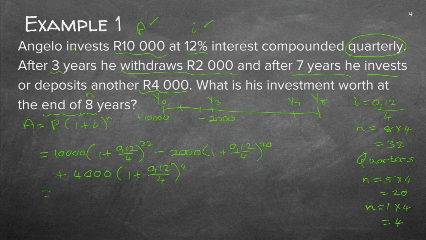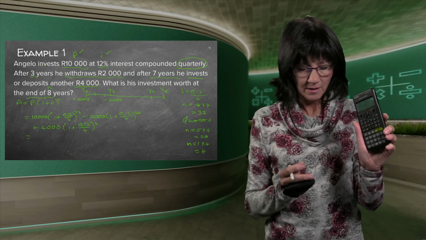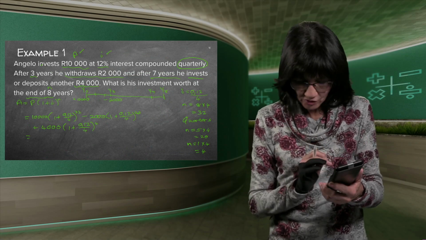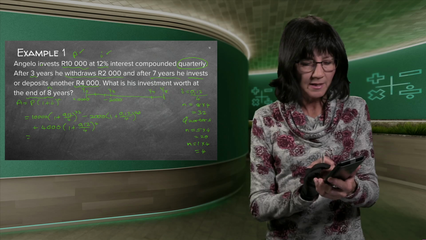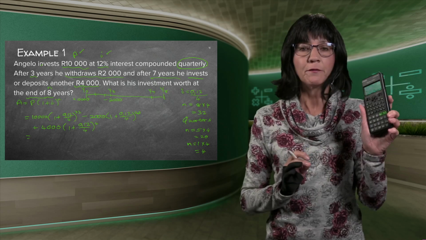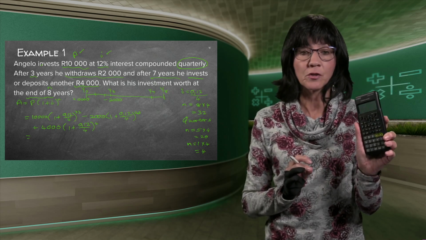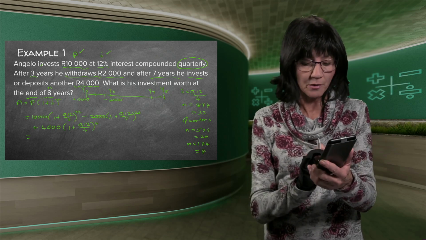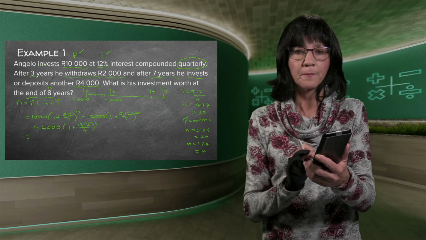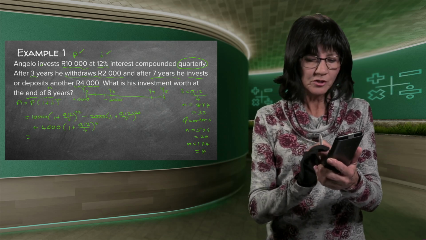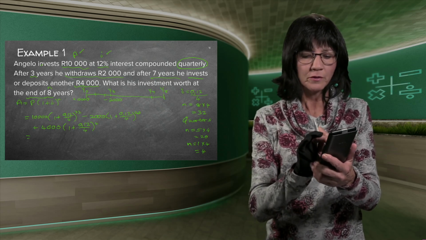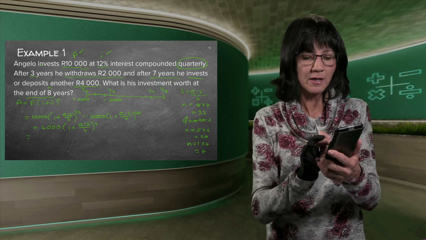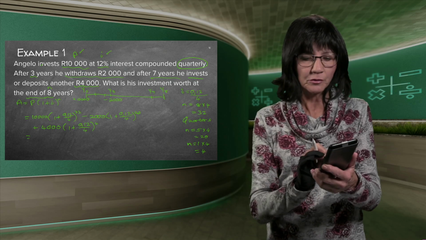Now I slot all of this into my calculator. I put everything in there. I'm going to do this one so that you see how we do it. 10,000. Make very sure that you have the right amount of zeros. Very easily we leave out 1 zero. 1 plus fraction, 0.12 over 4. To the right-hand side, close the bracket, to the power of 32.